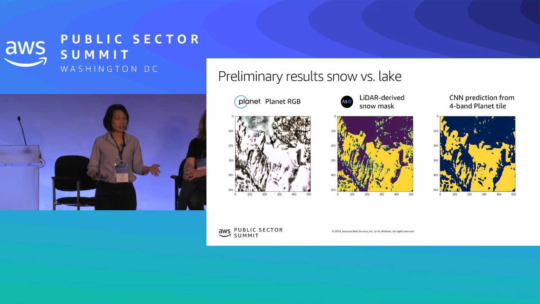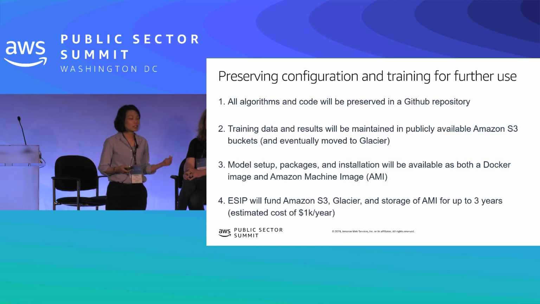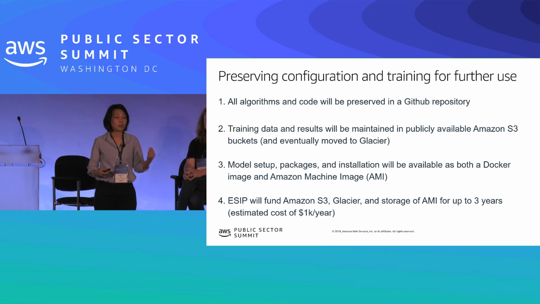So what are the next steps? I will touch a little bit more on that, but let's go on to the next slide here, which is how we disseminate what we have done with ESIP and with AWS. We want to make sure that as part of the ESIP deliverables, everything is open source.